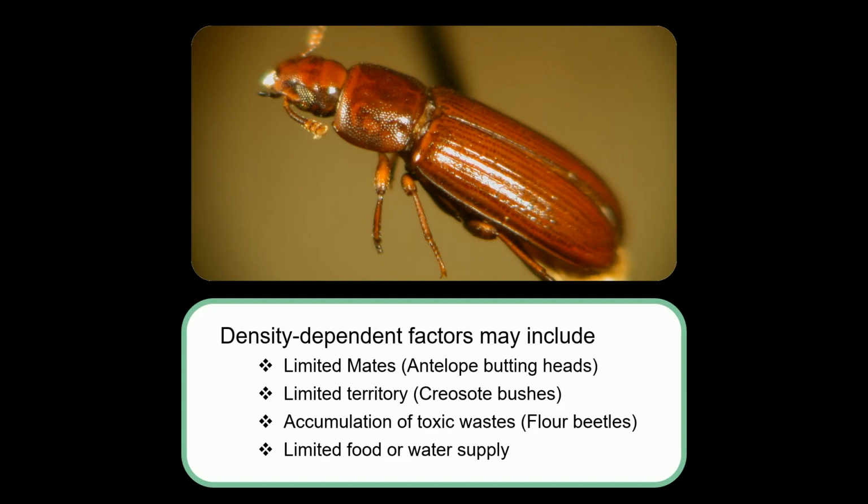So the more beetles you have in there, the more waste starts building up, and the environment becomes poisonous for them. So before they ever run out of food, they will end up poisoning themselves and polluting themselves out of their environment. So the accumulation of wastes might actually be a stronger density-dependent limiting factor than the loss of food in that situation. Or a limited food or water supply.